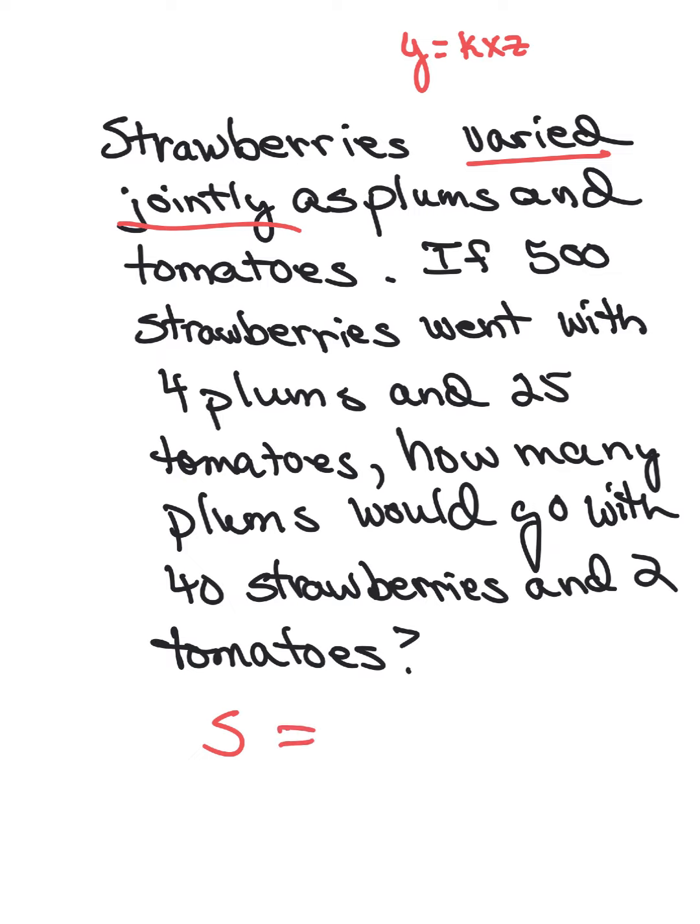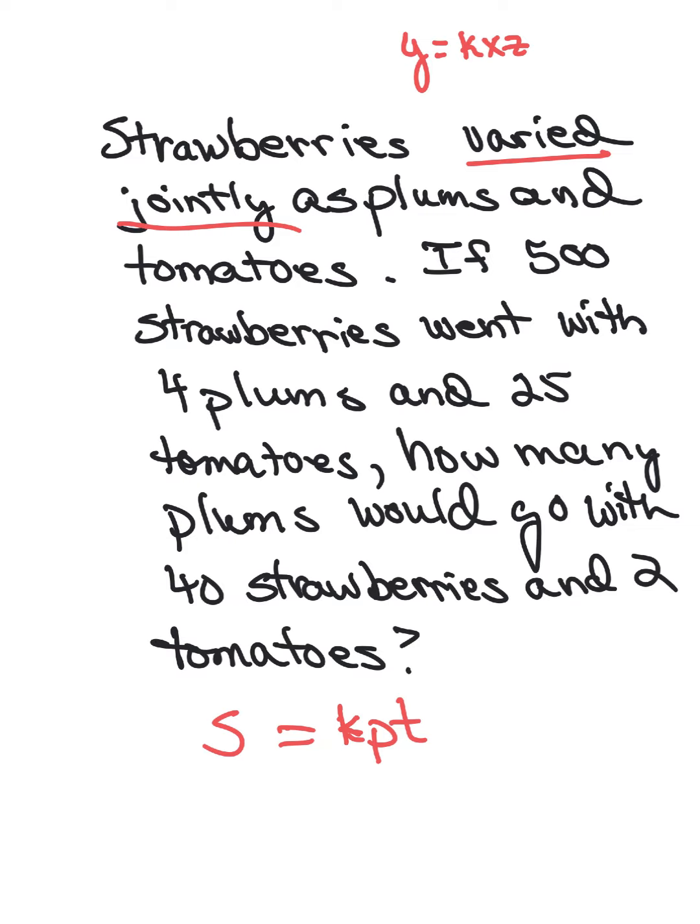I always know that in a joint variation, it has the variable k, your constant of variation, and it says it varies jointly as plums and tomatoes. So we're going to let plums be represented by P, tomatoes be represented by T. So your equation for this particular problem is going to be S is equal to KPT. Strawberries vary jointly with plums and tomatoes.